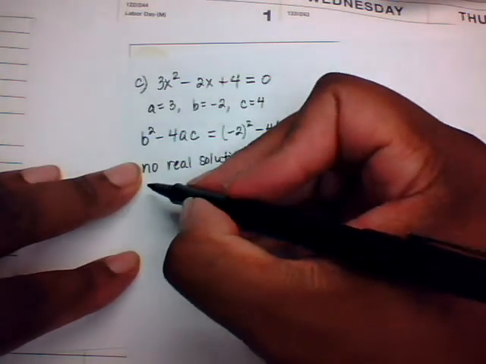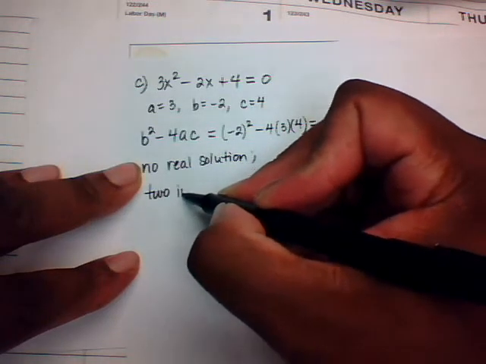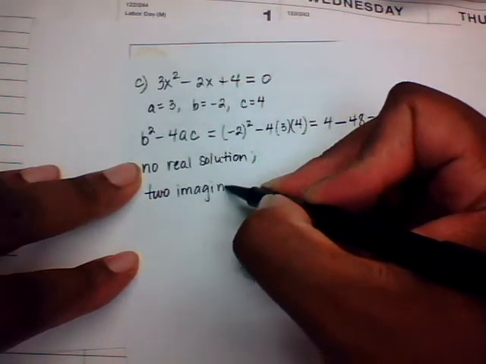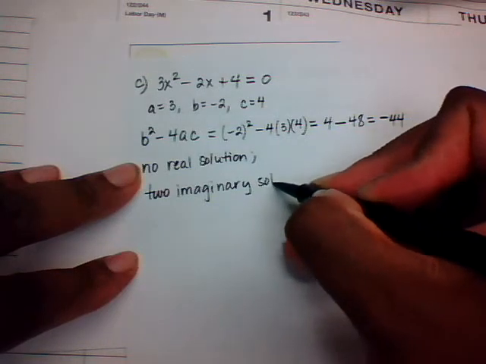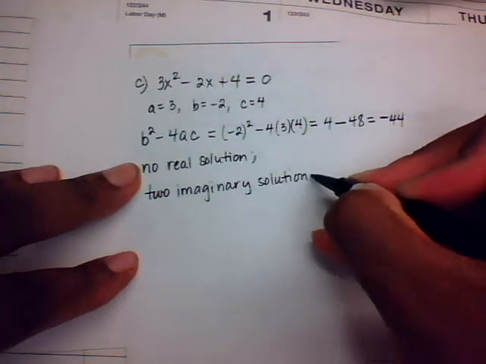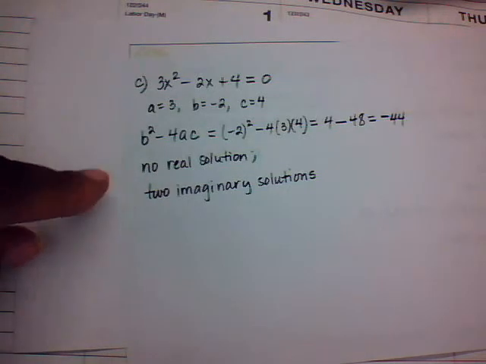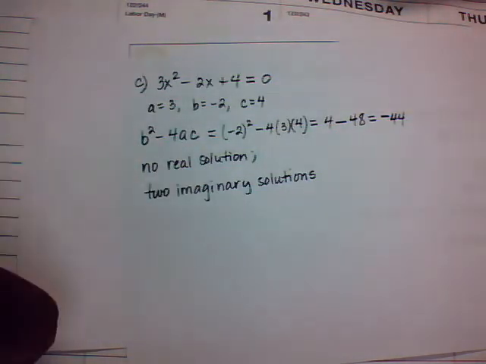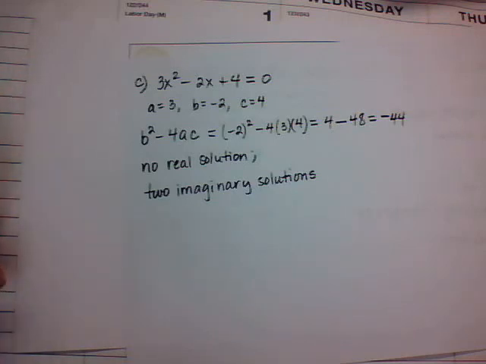And if you have no real solution, that means you're going to have two imaginary solutions, because of the fact that the b squared minus 4ac is underneath the radical. So you'll have the square root of -44, which means an i will be involved in this particular problem. So that's why you will have two imaginary solutions. Okay, and that will conclude this discussion on quadratic equations.